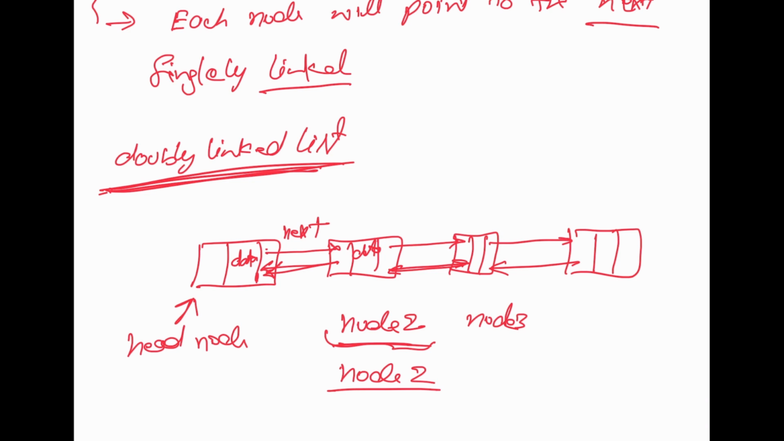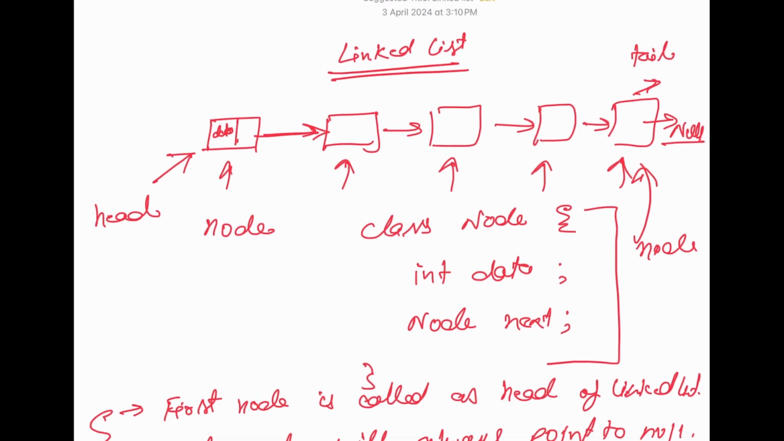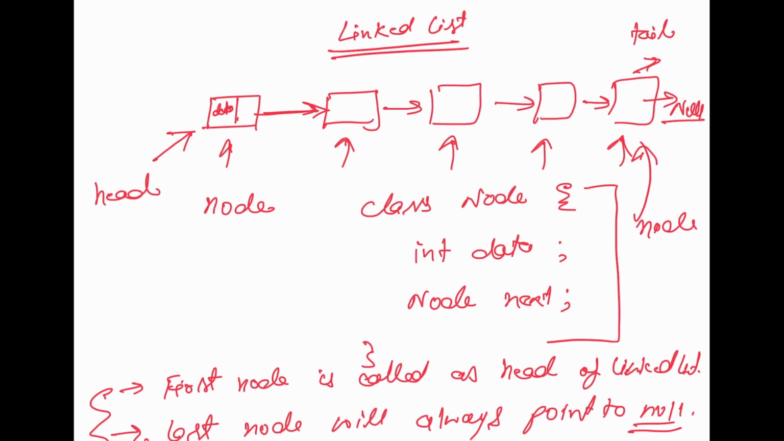So traversing in a doubly linked list is easy because you have the address of the previous node also. But in the case of the singly linked list, you don't have the address of the previous node. So if you are at this node, you can always go in front. You can always go in this direction and not in this direction.